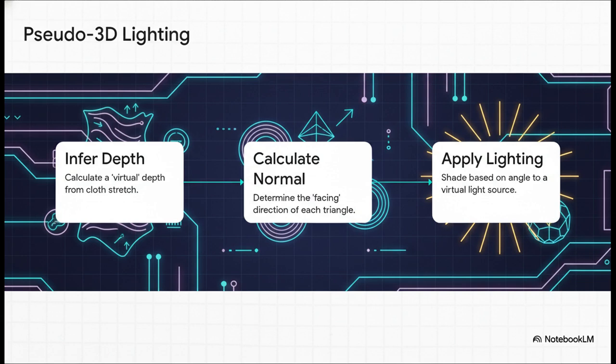Okay, step 2. Using that fake depth, they could calculate which direction each little triangle was facing in this made-up 3D space. And finally, they just applied a standard lighting formula to shade the triangle based on its angle to an imaginary light source. So clever.